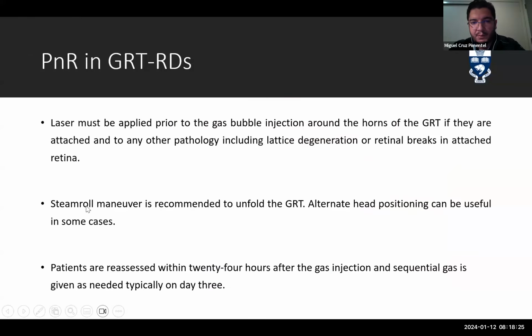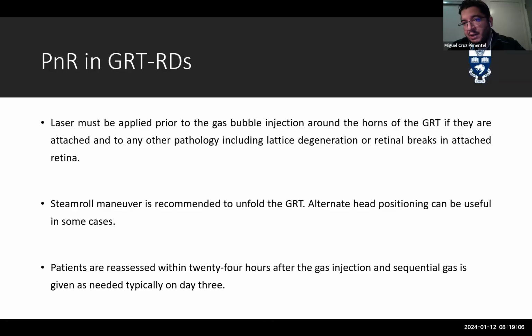So as Joey was mentioning, some of the strategies that we need to use in the treatment of giant retinal tears treated with pneumatic retinopexy is applying laser prior to the injection of the gas, and laser must be applied to the horns if the horns are attached, and this is something that Dr. Mooney highly recommends for this population of patients. Also a steamroll maneuver, as we have seen in our previous case, is very useful to unfold GRT.